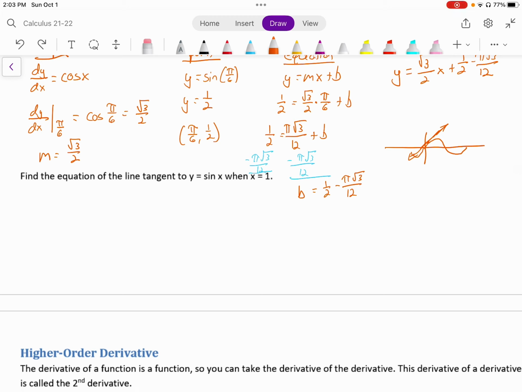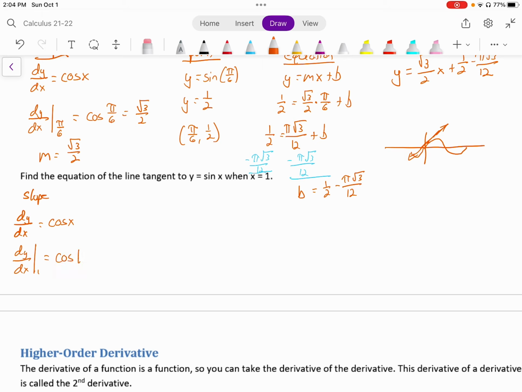All right, find the equation of a line tangent to y equals sine of x when x equals 1. Well, the slope, we just did sine, so the derivative of sine of x is cosine of x, evaluated when x is 1. It's just cosine of 1.